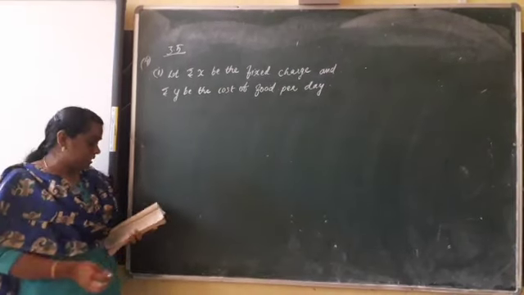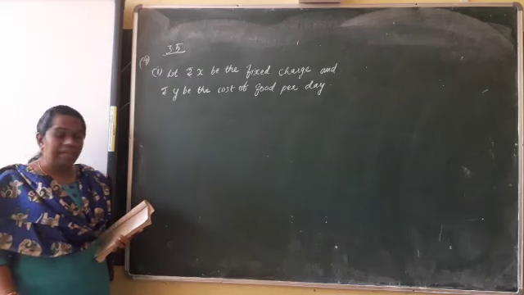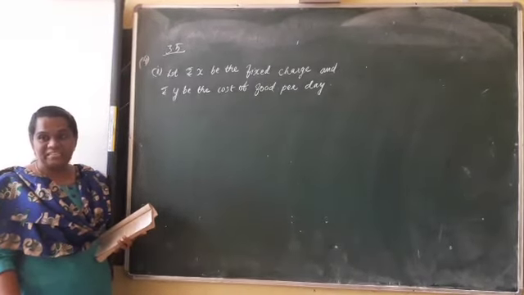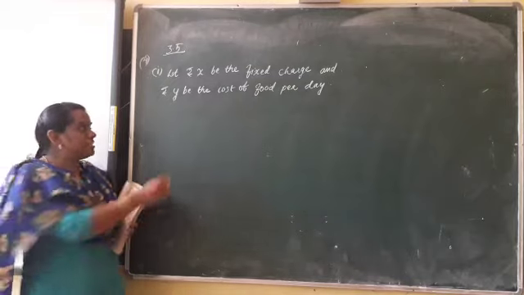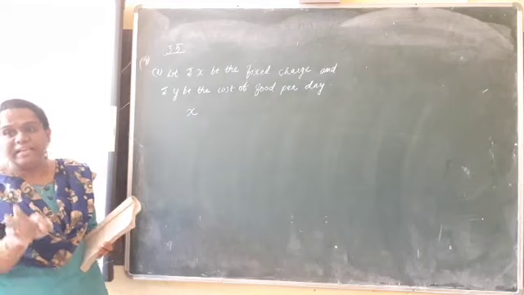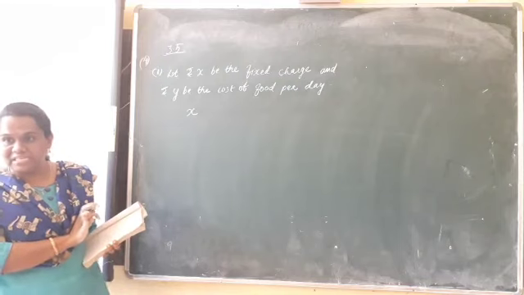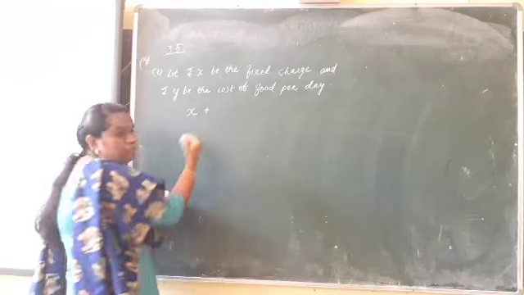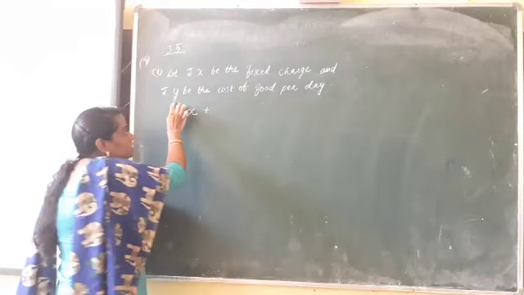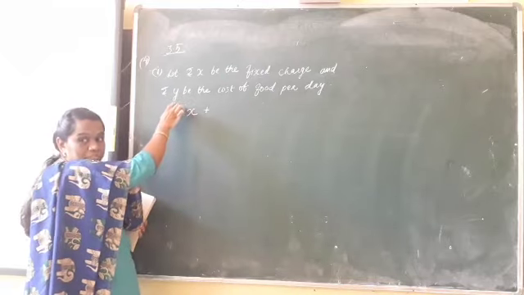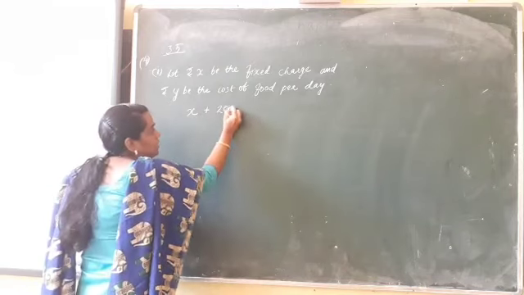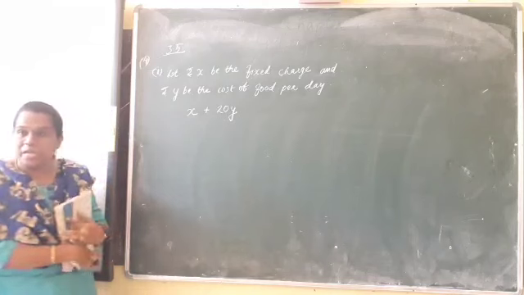Okay, what is the equation? Then student A takes food for 20 days. Then for 20 days, first the fixed charge, if they are staying at the hostel, they have to give the fixed charge x. And how many days of food? 20 days. For one day, that student has to pay rupees y. If it is 20 days, what is that? 20y.